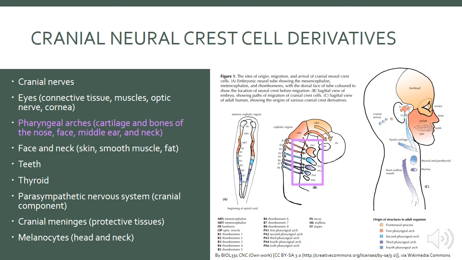So the pharyngeal arches are bands of tissue that form sort of at the neck region of the embryo in this early stage of development. And they ultimately go on to form the cartilage and bones of the face, nose, middle ear, and neck. And defects in the pharyngeal arches, potentially caused by neural crest, can cause some fairly significant facial anomalies and some fairly common ones like cleft lip and palate. And we're going to talk a lot more about those when we cover development of the face.